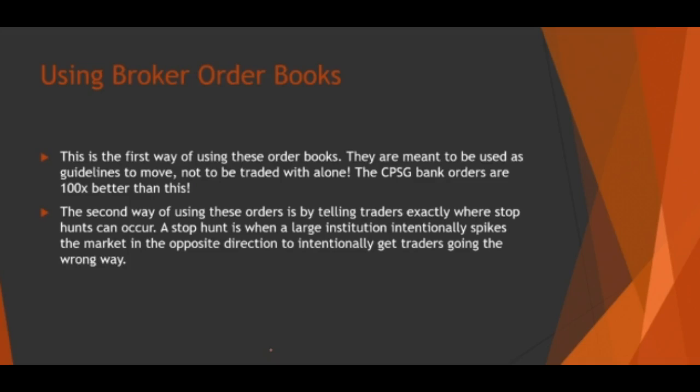So the second way of using these orders is by telling traders exactly where stop hunts can occur. A stop hunt is when a large institution intentionally spikes the market in the opposite direction to intentionally get traders going the wrong way. Now this is a touchy subject because stop hunts are almost talked about like a conspiracy. However, volume spikes do happen. Whatever you want to call it, it does happen. And so what I want to show you now is how we can read these.